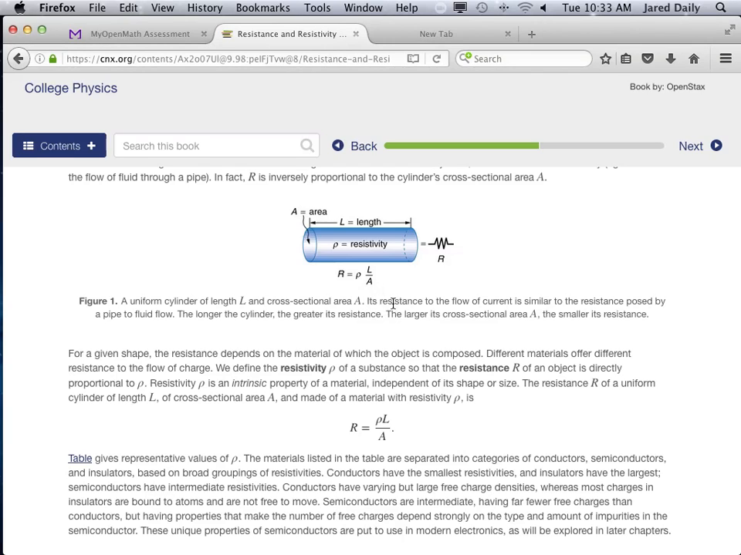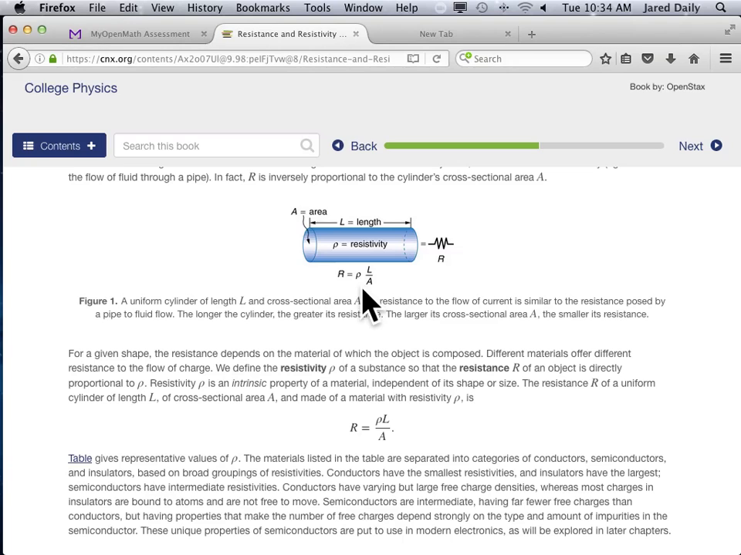So a bigger area increases conductivity, which decreases resistivity. A smaller area increases resistivity. So it's an inverse relationship there. But the length of the wire also matters, how long you have to travel through it, right? And distance. If the length is longer, the resistance is higher.